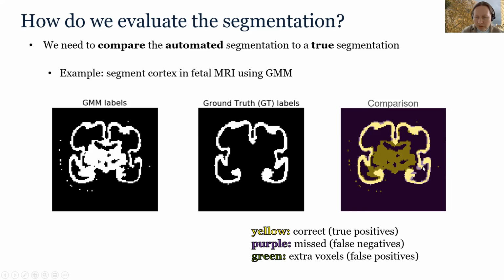So for example, here I can see some purple voxels in this area, and you see that it's kind of solid here, the cortical ribbon, and here we have a break. So we see that some voxels haven't been segmented that are in the automated segmentation. And finally, green, or maybe we can call it khaki, this kind of color are the extra voxels that are not in ground truth segmentation, but were segmented using Gaussian mixture model. We call them false positives. The missed voxels are called false negatives.